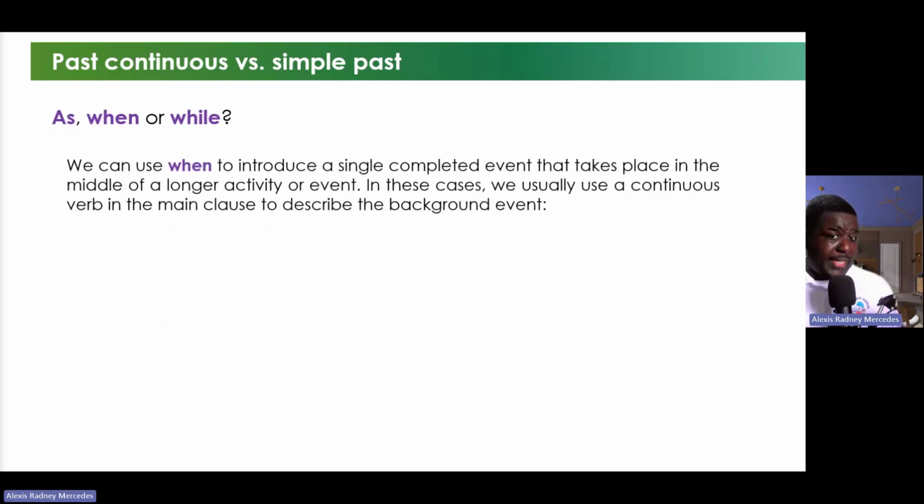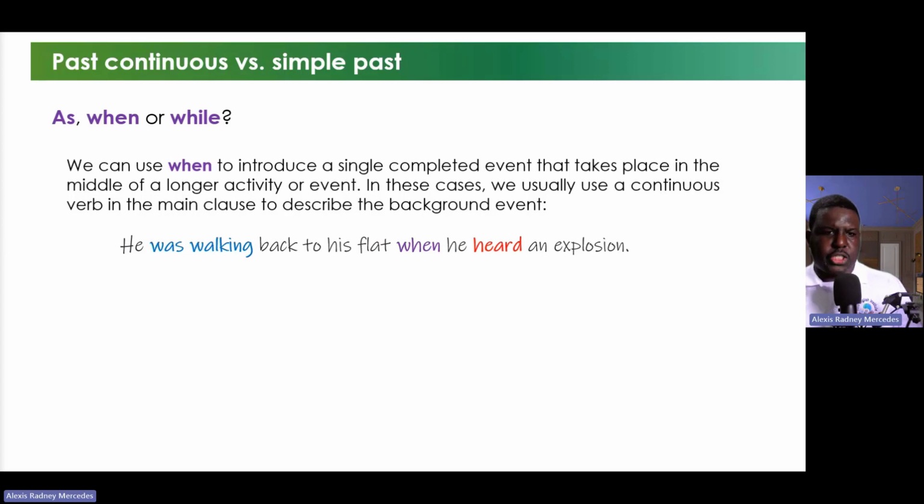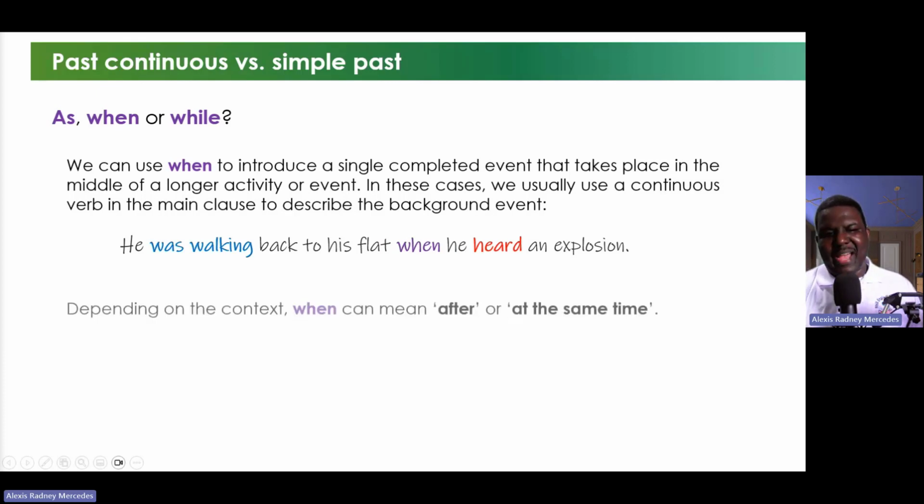We can use when to introduce a single completed event that takes place in the middle of a longer activity or event. In these cases, we usually use a continuous verb in the main clause to describe the background event. Pay attention. He was walking back to his flat when he heard an explosion. Flat in this case is apartment. Okay, he was walking back to his apartment when he heard an explosion. Boom. Okay, excellent. Next one.